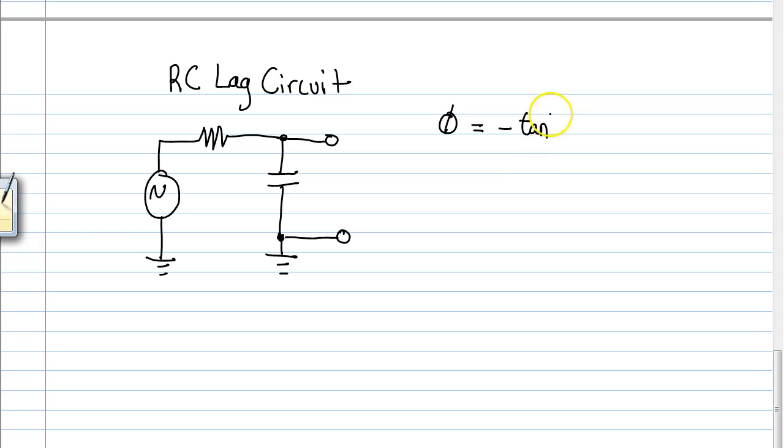So that's to compute what the angle difference is. I told you it throws the output out of phase. To get the difference between the input angle and the output angle, you use this formula. Phi is equal to negative arctangent of R divided by X of C. That's how you figure out what the phase difference is between an incoming voltage and the output voltage.